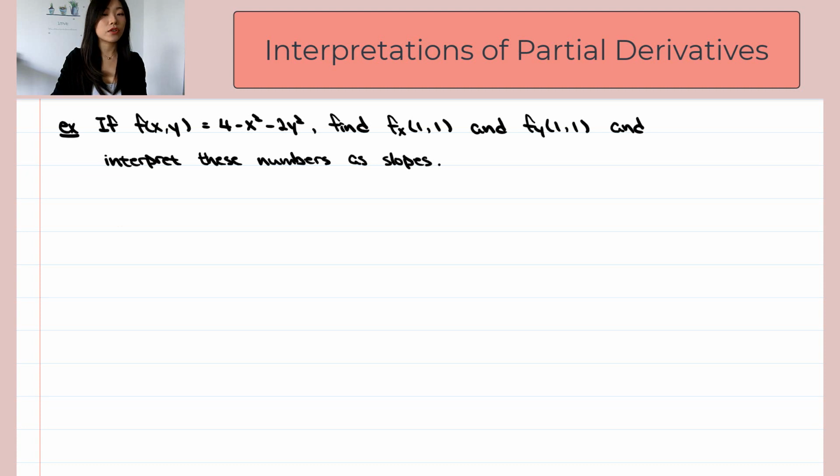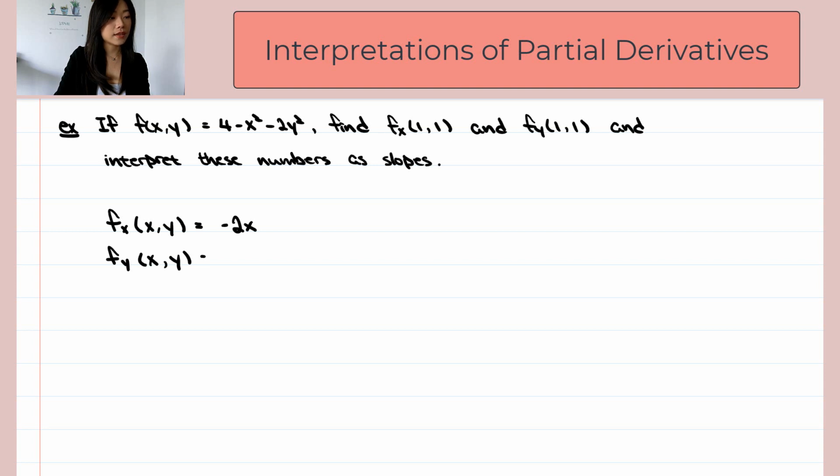Let's first find the partial derivative functions. The partial derivative with respect to x as a function of x and y is the derivative of the function f by treating y as a constant. So we get negative 2x, and the 4 and negative 2 times y squared are just some constant, so their derivative is 0. How about the partial derivative with respect to y? Then we treat x as the constant, and we get negative 4y.